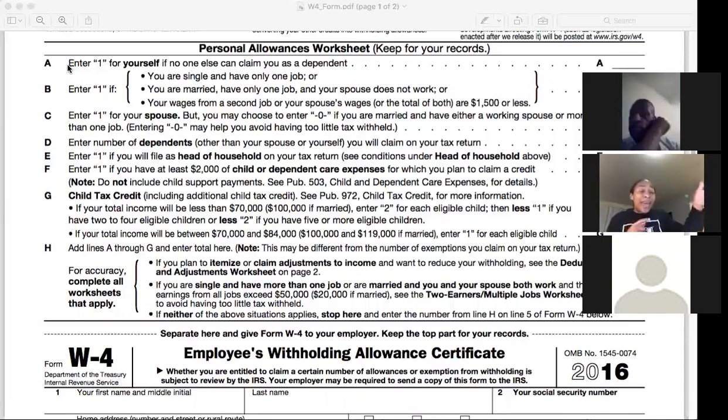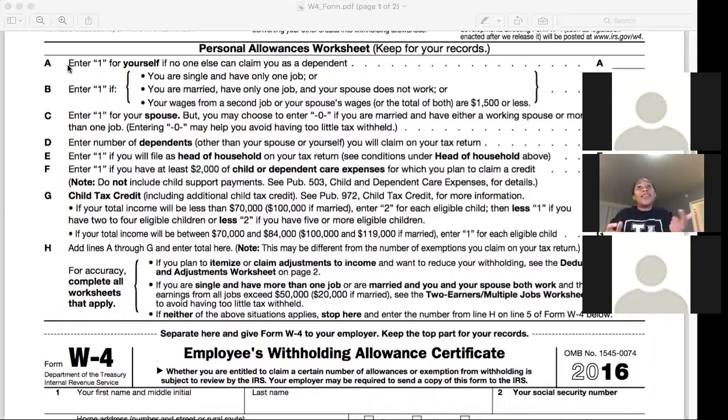Okay, B. So for A, you should have a 1. For B, enter 1 if these conditions apply, any of these conditions, not all of them, if any of them apply. If you are single, so if you ask yourself, am I single? If you are, all right, and you only have 1 job, you get a 1. Or if you're married and you only have 1 job, you get a 1. So usually most people get at least a 1 for A and a 1 for B. Almost everyone, okay? Because people are either single or they're married, right? That's basically what it is.